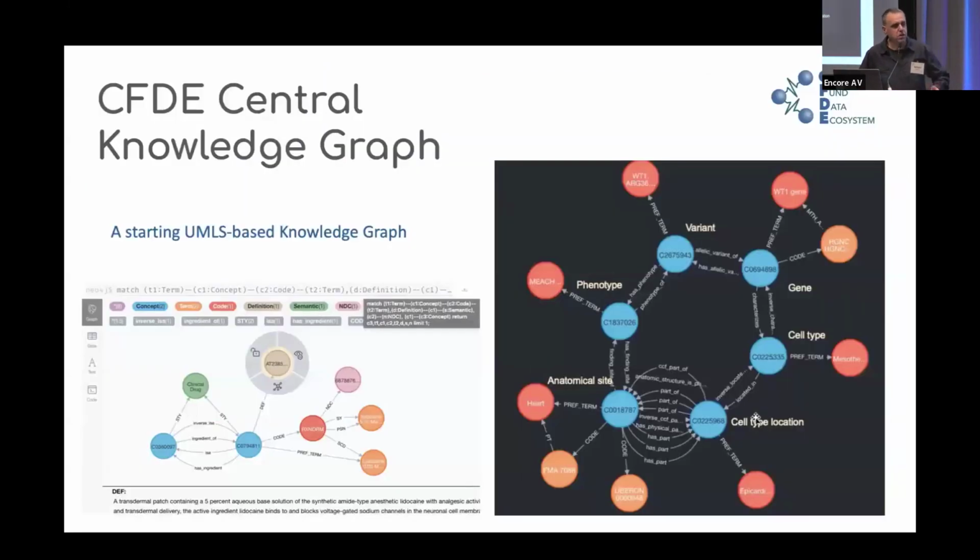And a key part of the CFDE is a knowledge graph, which is using the UMLS as a backbone. And this type of knowledge graph helps us organize and query metadata coming from different Common Fund projects in a biologically meaningful way. So bear in mind, a key objective, a key challenge for the CFDE is to take the metadata models from the different projects and put them together in a meaningful way.